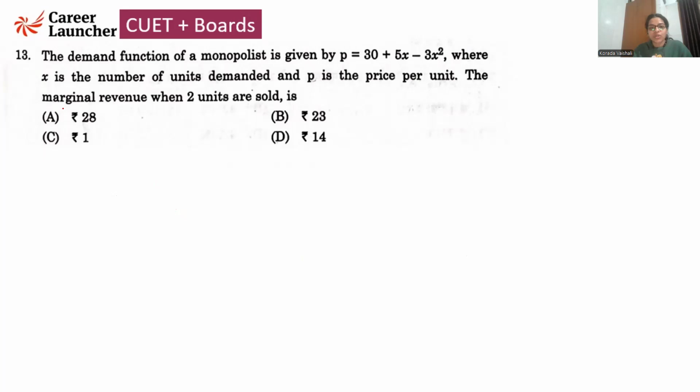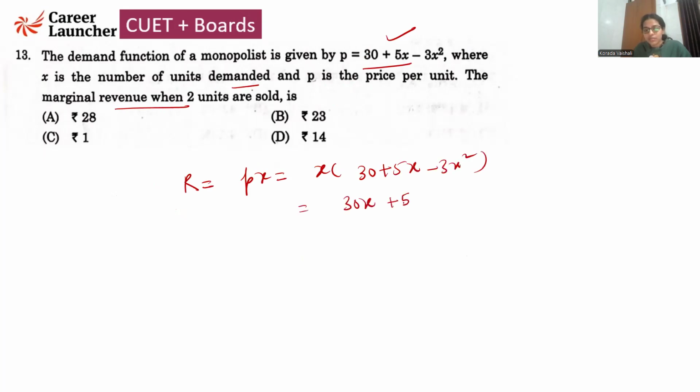The demand function of a monopolist is given by P, where x is the number of units demanded and P is the price. So what is the marginal revenue when 2 units are sold? Whenever we are given the demand, the revenue function can be calculated as the product of the demand function and the number of units. So I can just write this down as x multiplied by my function. So let us just solve this further. This is 5x squared minus 3x cubed. So we have got the revenue function.